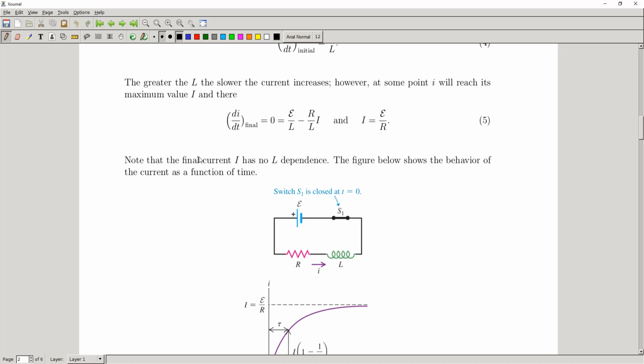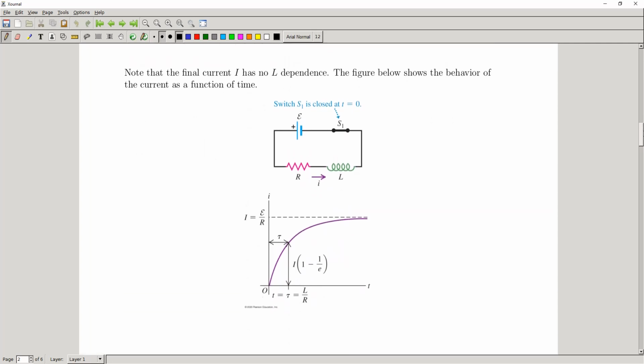And note again that I has no L dependence. Our final current has no L dependence. So we're approaching the value that we would have if there was no L involved at all. It's just that we're getting there more slowly. And we can see a plot of how that looks here, so we'll take a look at it.